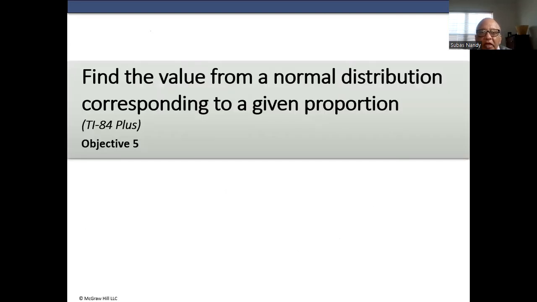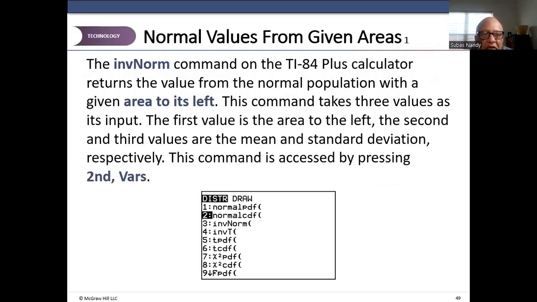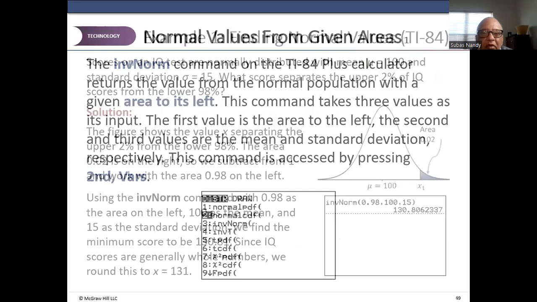Okay. Find the value from a normal distribution corresponding to a given proportion. So the area will be given. We don't know the unknown. Here the point to note, the area or the proportion should be on the left of the unknown value of X under the normal curve. Okay. So we are going to use invNorm. Second verse and then number 3, invNorm.